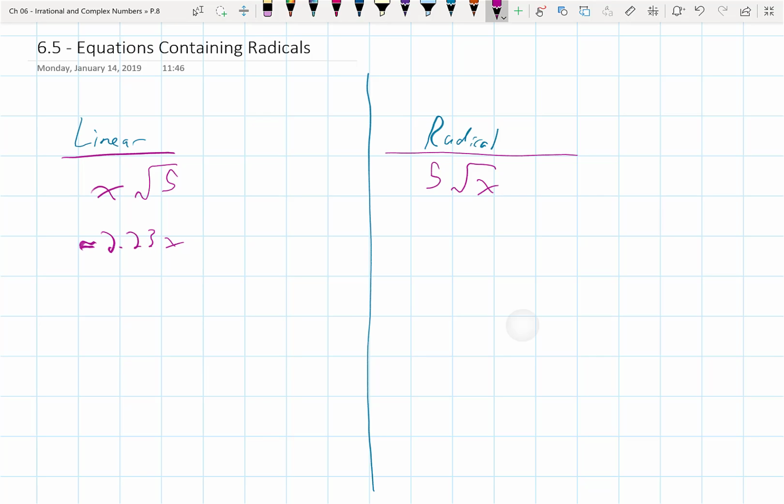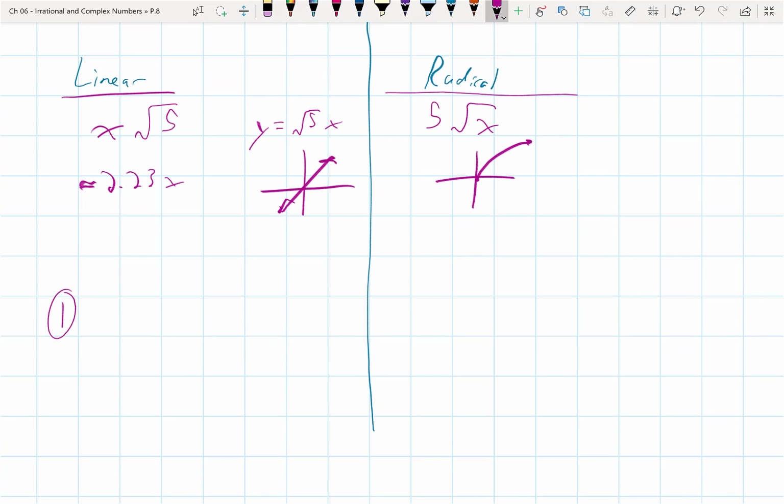If I graphed y equals root 5 x, I'd get a graph that looks something like this, up to over 2.3 over 1. If I graph y equals 5 root x, I get a graph that looks something like this. It's a curve. It's a very different type of graph than a linear one. And yes, while we keep this analogy going, the radical is not straight. Clever, Carson. So, going on.